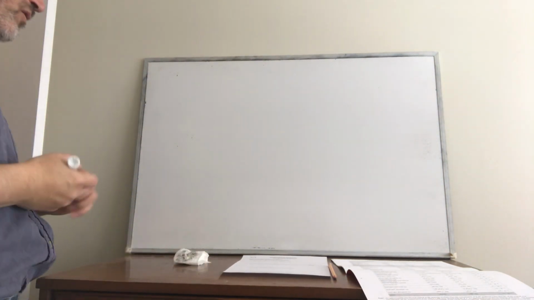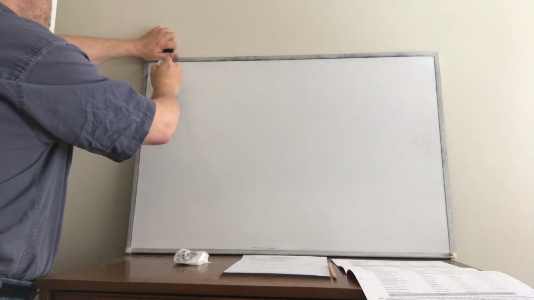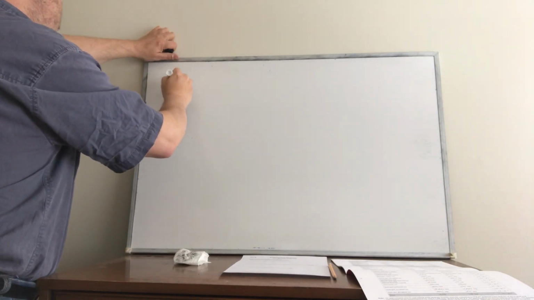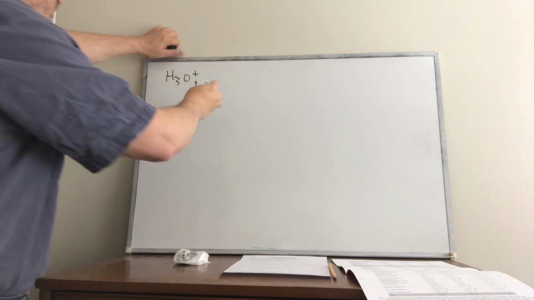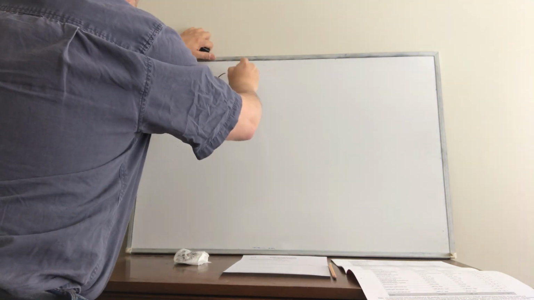Hydrochloric acid. Okay, hydrochloric acid. I look at my chart, and he's one of the 6 strong acids, so as soon as he hits water, he ionizes. He becomes H3O+ and Cl-.